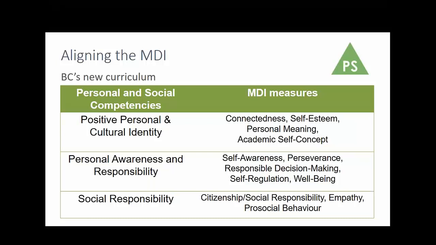And you can see here the alignment of the MDI with, for one, the personal and social competencies in the curriculum. And again, the MDI does not offer data on individual children. It's about groups of children. But the MDI data does reflect some of the areas in the personal social competencies. So you can see the MDI measures, for example, in the top row, connectedness, self-esteem, personal meaning, academic self-concept, can be related back to positive personal and cultural identity. And then those different areas for personal awareness and responsibility and social responsibility.